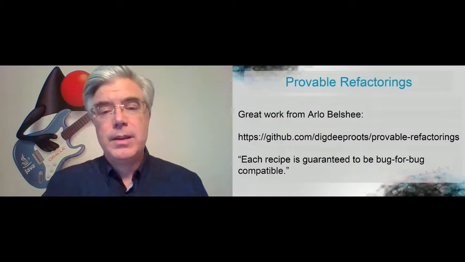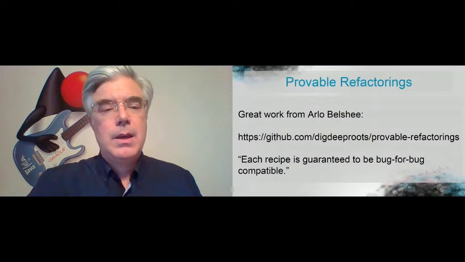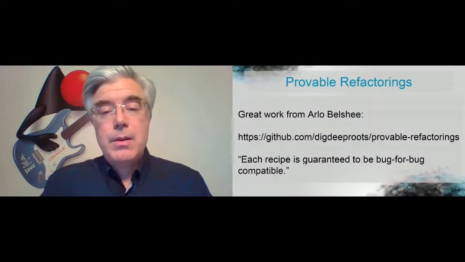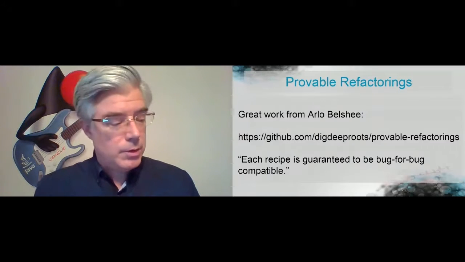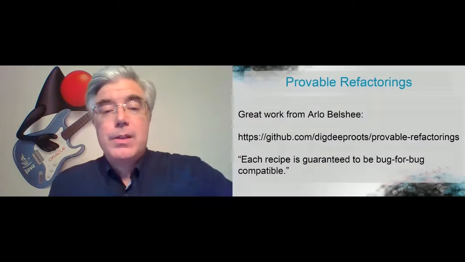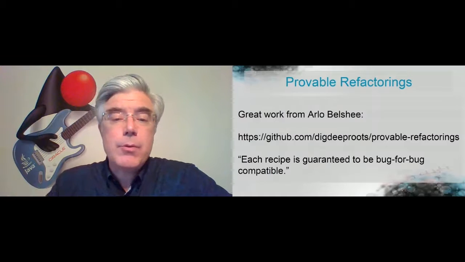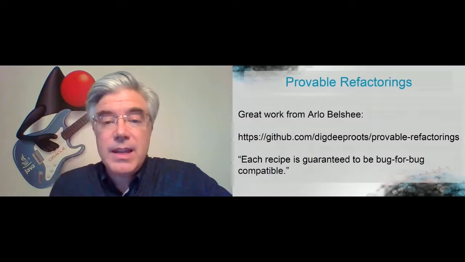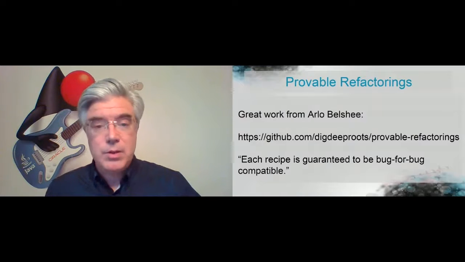And it's similar to the canonical collection of design patterns in the Wikimedia. And the way he defines it, every recipe in here is guaranteed to be bug for bug compatible with whatever you did before you did this particular provable refactoring. So one thing to consider is that most of the refactorings that your IDE does are provable. If the IDE does it, it will more than likely be safe to do.